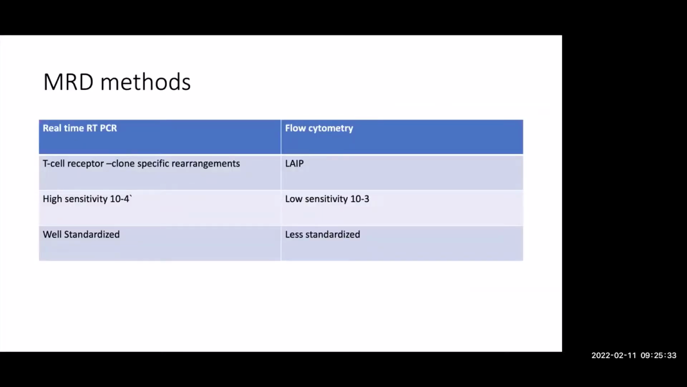Coming to the MRD detection methods, we can see real-time RT-PCR, which identifies clone-specific rearrangements in the T-cell receptor gene, or other methodologies such as flow cytometry, which uses the leukemia-associated abnormal immunophenotype present at the time of diagnosis. RT-PCR has a higher sensitivity, in the range of 10 power minus 4, compared with flow cytometry, which has lower sensitivity, in the range of 10 power minus 3. And RT-PCR is well standardized, while flow cytometry is less standardized compared with RT-PCR.